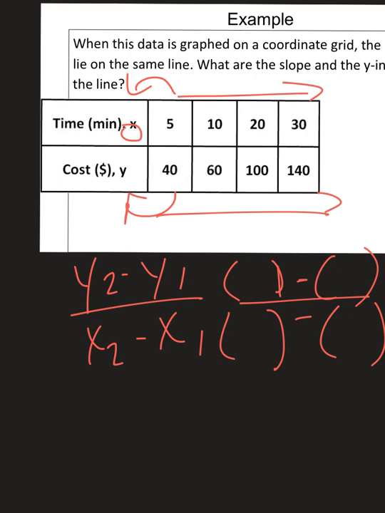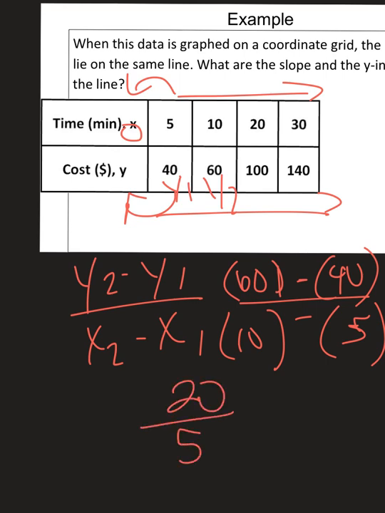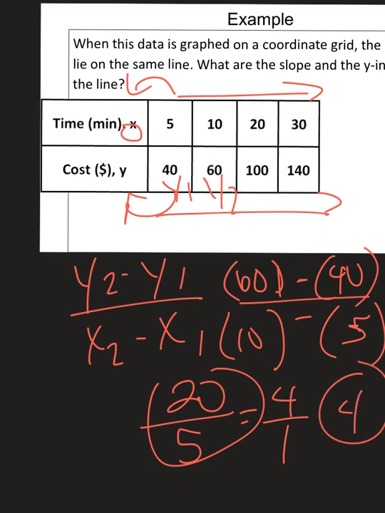We know that this is 60, and we have 40 there. So that's going to be our y2 and our y1. And then we're going to have 10 and 5. Please identify what the slope is. So what is the slope of this information given to us? You should have gotten 20 over 5, but we know that can simplify down to 4 over 1. All right. Put this into the calculator, and I promise you're going to get 4 over 1 or just 4. It's all correct. So we know that our slope, our m, is equal to 4.